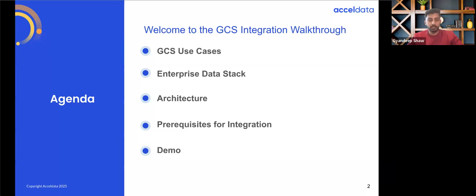Then the next topic would be the architecture of the product, at a very high level: what are the high level components of the product, and which component connects to the GCS data source. That is followed by the prerequisites that are required from an architecture standpoint and from the setup of this data source standpoint. And then at the end, we're going to also look at the demo of this integration.